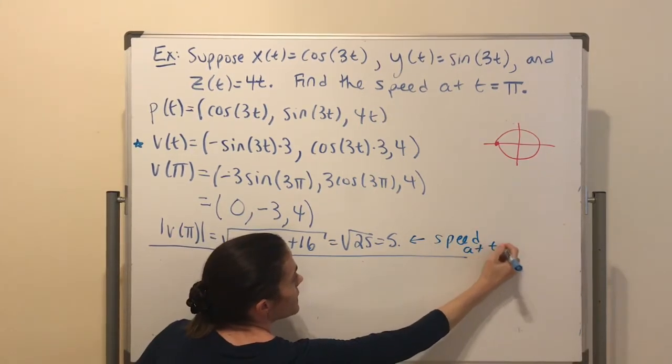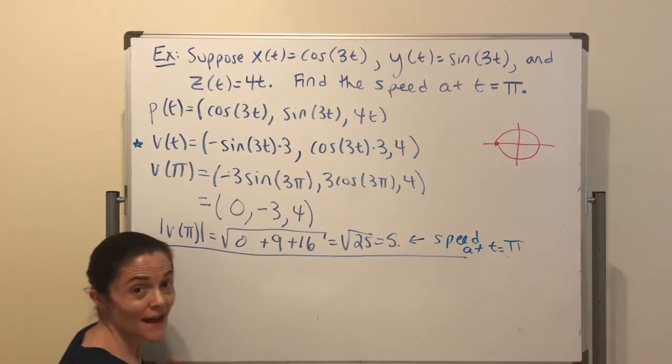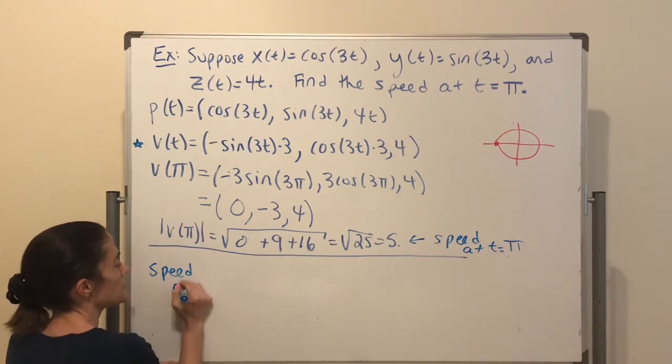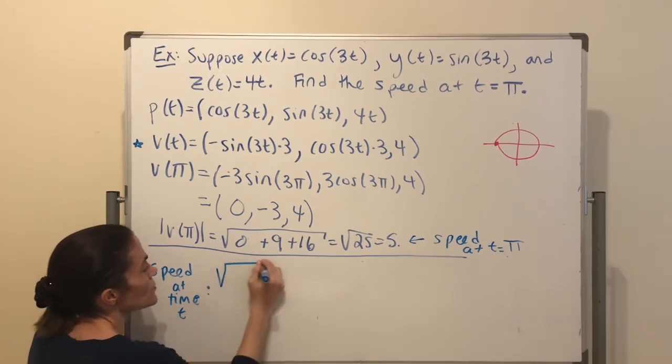Okay, but let's generally find the speed. Well, the speed at, say, time t, this is the square root.